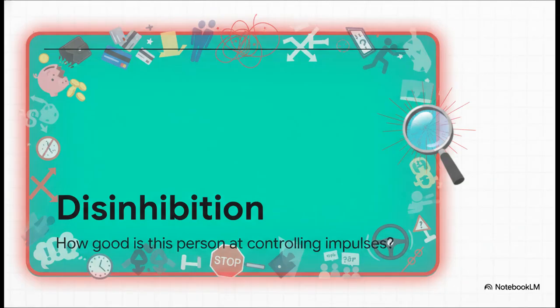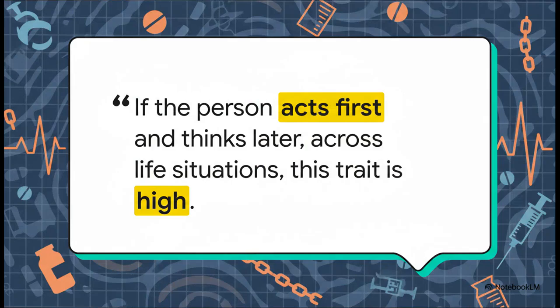All right, number 4 is disinhibition. This looks like impulsive decisions, really poor planning, and just a tendency to act first and think later. And you'll see this across a lot of life situations, from their finances to their relationships. This one is so clinically vital. High disinhibition often links directly to challenges like substance use, non-compliance with treatment, and just a pattern of recurrent crises.